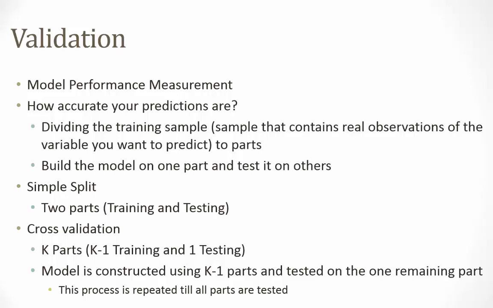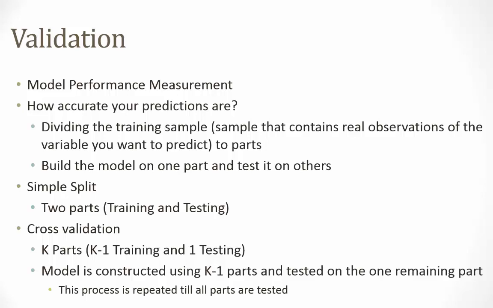In validation, you can have something like a simple split, where you split your training data into two parts, training and testing. And remember, the second part is not called scoring anymore. I use scoring because you're already familiar with the concept of what scoring is. In the context of validation, we call them training and testing.